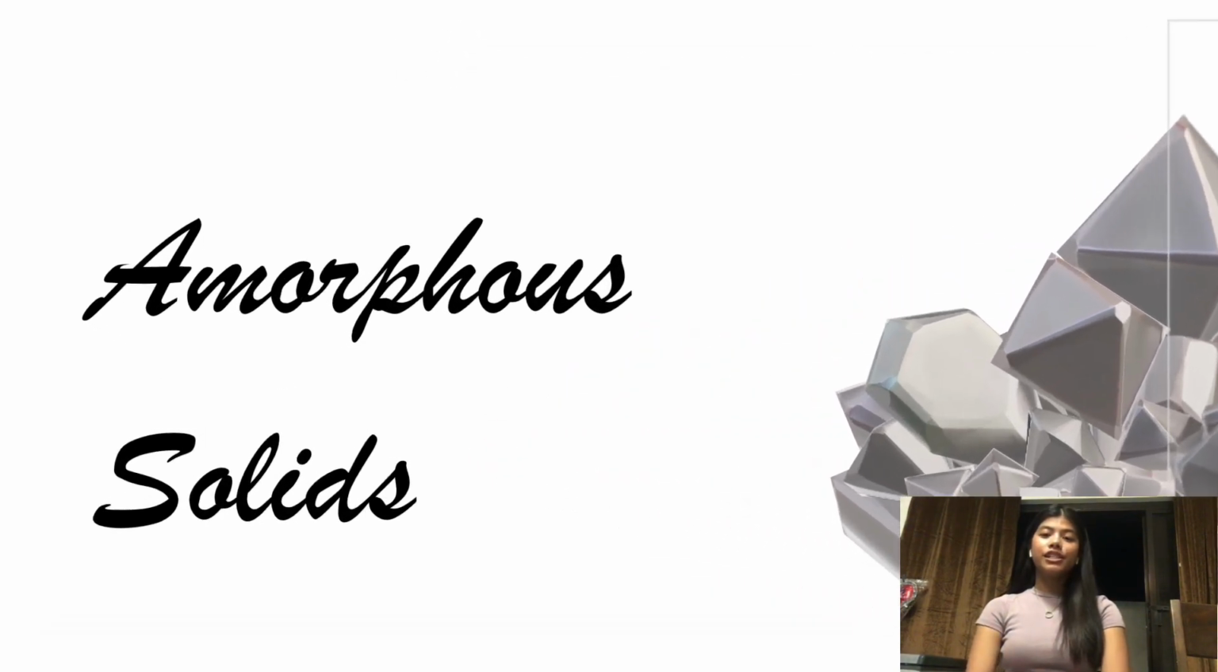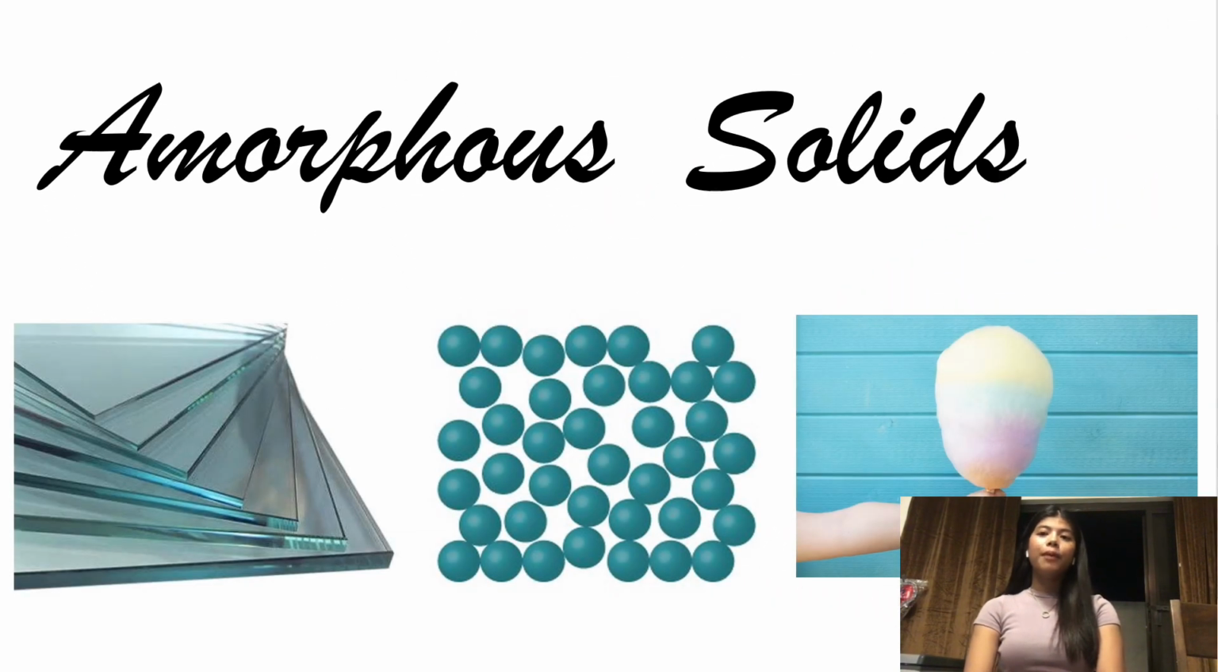Amorphous solids such as glass are formed rapidly, preventing the constituent particles from aligning or organizing into a definite crystalline lattice. These solids do not have a regular shape and do not have sharp melting points. Instead, they soften gradually and melt over a wide temperature range.